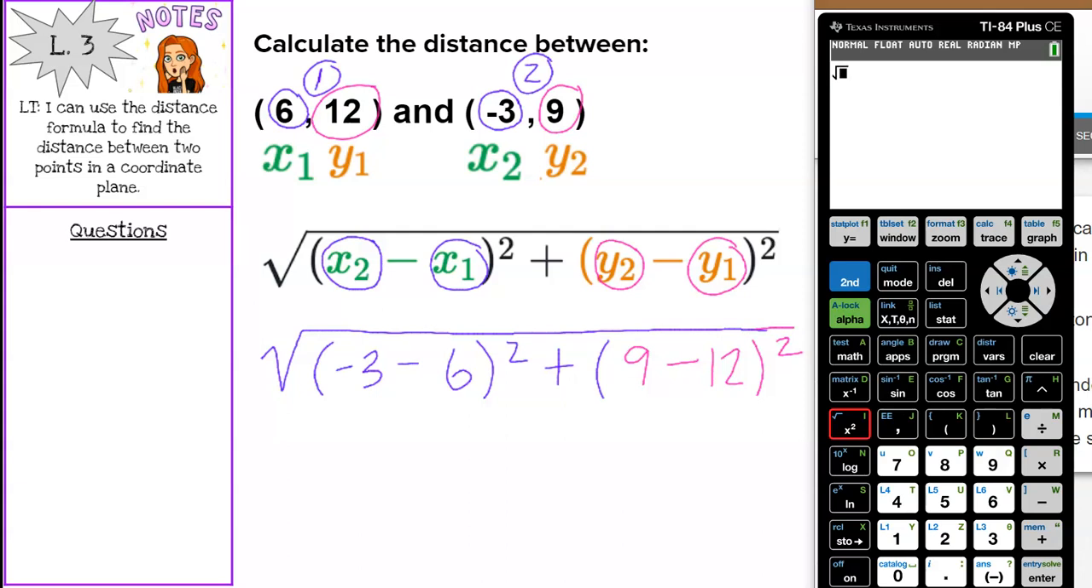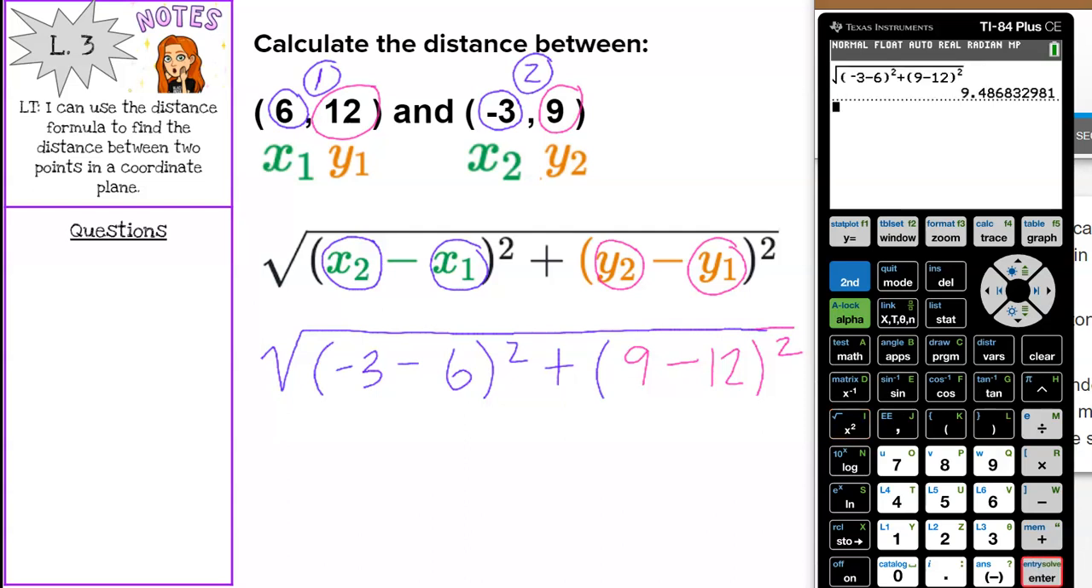Now that we have the square root, we're going to type in everything else that we see on the screen just as is. So parentheses, negative 3 minus 6, close the parenthesis and square it, plus parenthesis, 9 minus 12, close the parenthesis and square it. Once we have it all written just as we see it, we press enter and we get our answer.